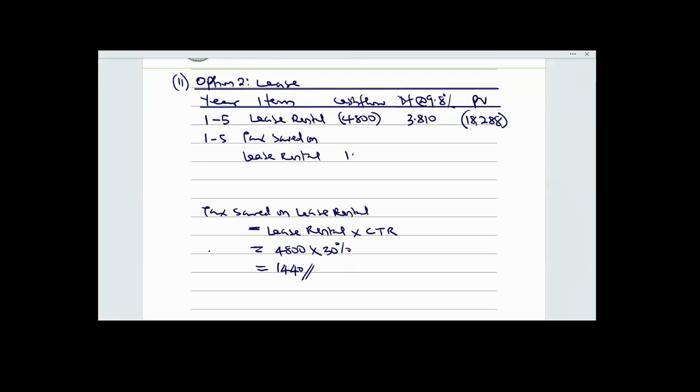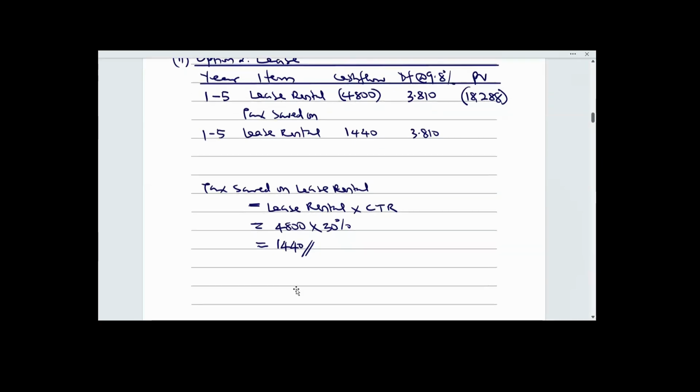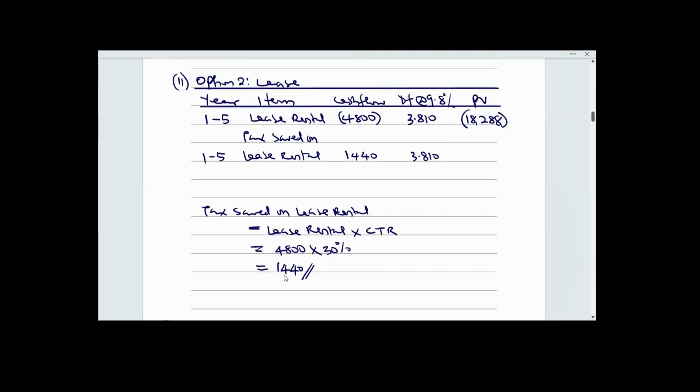Here will be 1,440 multiplied by 3.810. Let me push this one down a little bit. Tax saved on lease rental. So in this case, 1,440 multiplied by 3.810 equals 5,486.